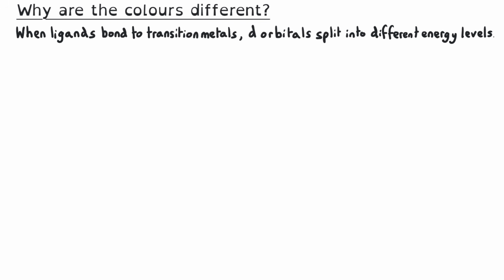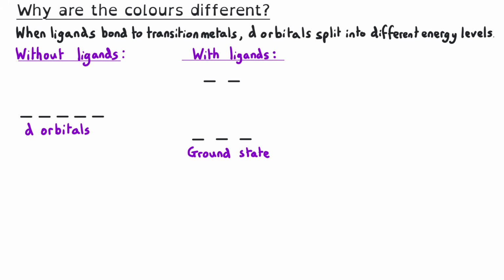When ligands bond to transition metals, the 5 orbitals that are in the D subshell split into different energy levels. And you can see this from the diagram that I'm showing here. On the left-hand side, without ligands, we have 5d orbitals with the same amount of energy. And then with ligands, 2 or 3 of the orbitals have a higher energy than the others.